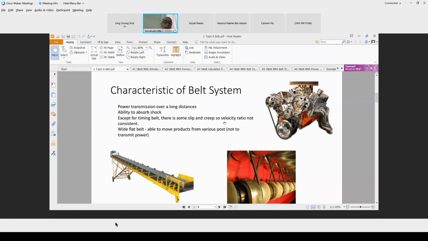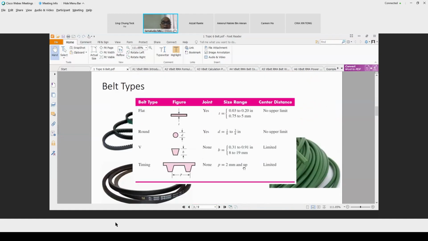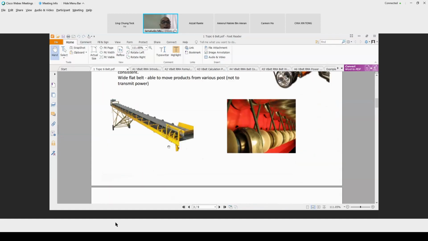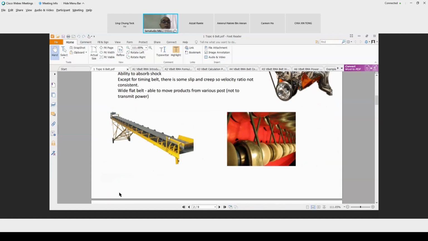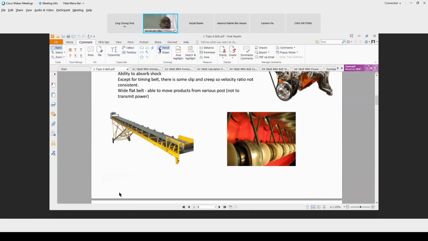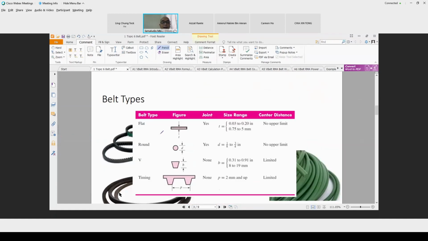For the flat belt, they are able to move product from various points to another point. This is the type of belt we have. This is the flat belt, the one that I show here.